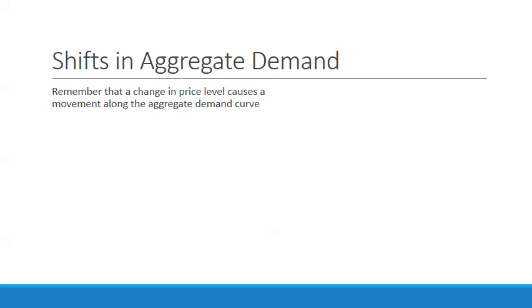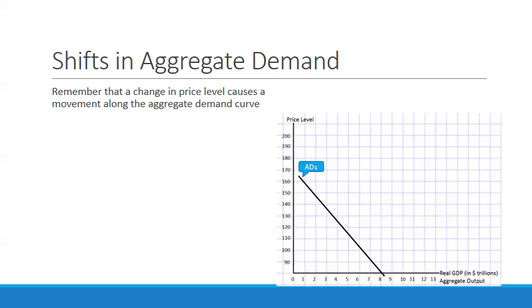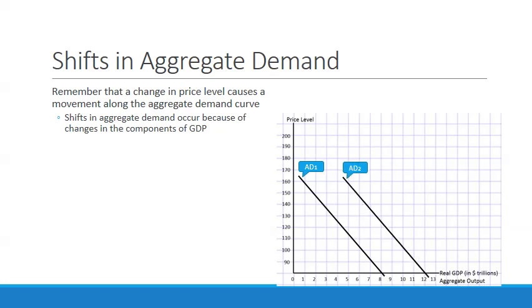So remember that a change in price level causes a movement along the aggregate demand curve. So when we pull the curve up, we can look at it like this, and we notice that an increase in price levels would create a decrease in aggregate output. And then shifts in aggregate demand occur because of changes in the components of GDP. So when we go from 1 to 2, essentially there's been a change in a component of GDP, whether that change was in consumption, investment, government purchases, or net exports, we know there was a change that occurred.